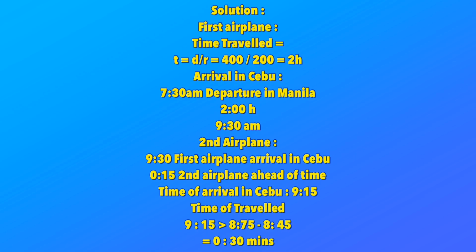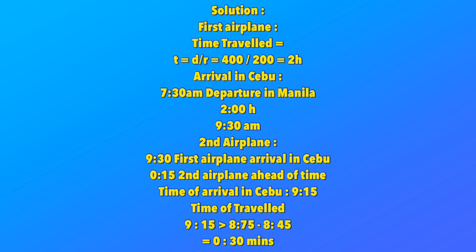Then we have to compute the arrival in Cebu. At 7:30 a.m. plus 2 hours, we have 9:30 a.m., the time of arrival in Cebu of the first airplane. Then for the second airplane, we're going to compute again. The first airplane arrives in Cebu at 9:30. Then we have to subtract the 15 minutes ahead of time of the second airplane.